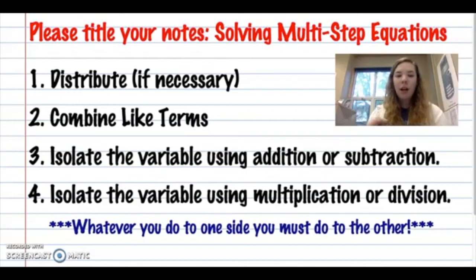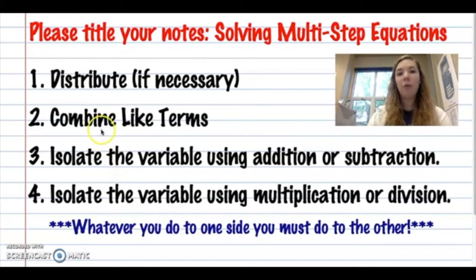All right. Your title for today is Solving Multi-Step Equations. So it's what you're going to put at the top of your page. And then I do want you to go ahead and pause and write these 4 steps down. How this works is when you're finished with your notes, we will check and make sure that your notes are filled out before you get your assignment. So I will be looking to see that you have these 4 steps. So go ahead and pause and write those down.